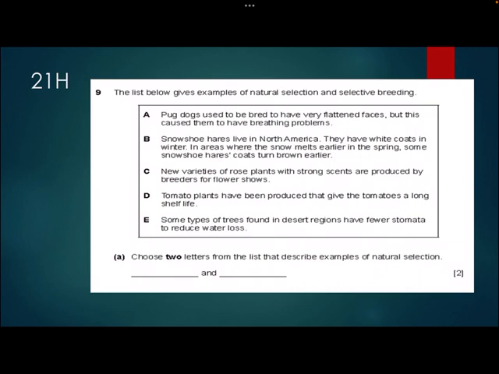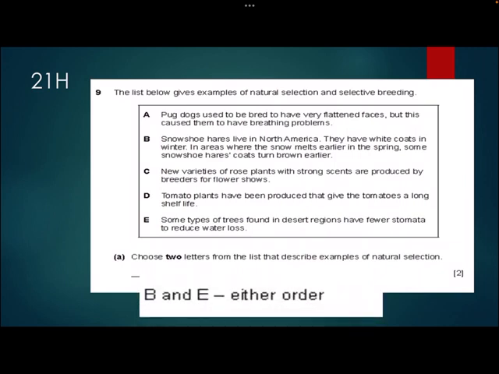Choose 2 letters from the list that describe examples of natural selection. So this is where humans have not been involved. So that would be B and E. The snowshoe hares changing their colour and the trees in the desert. The rest have all had human interaction.